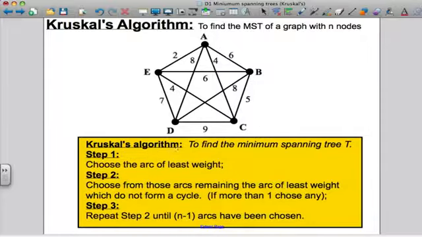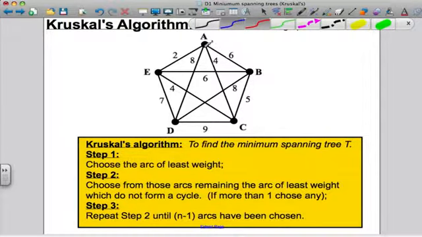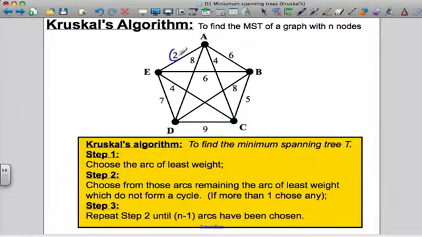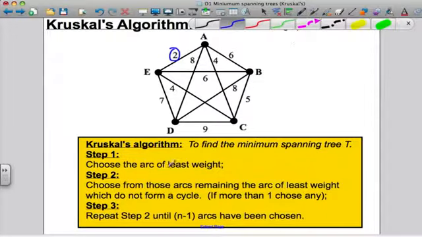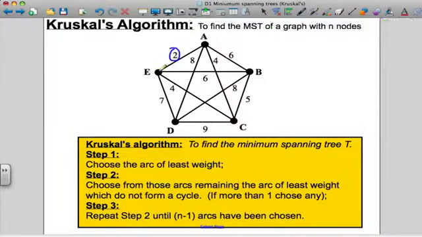So Kruskal's algorithm says to find the minimum spanning tree T, you do the following. Step 1, choose the arc of least weight. So you look at all your possible arcs. You've got 2, 7, 4, 8, 6, 4, 6, 9, 8, 5. Choose the minimum one. That's 2. And it says choose that arc. So what I'm going to do is highlight it in. I've chosen that arc.